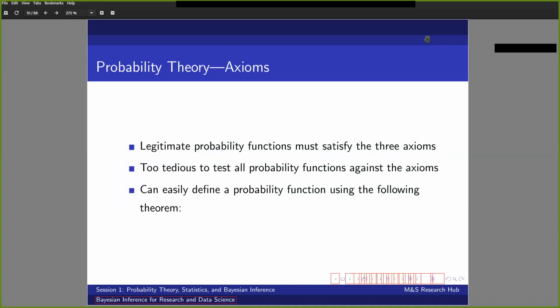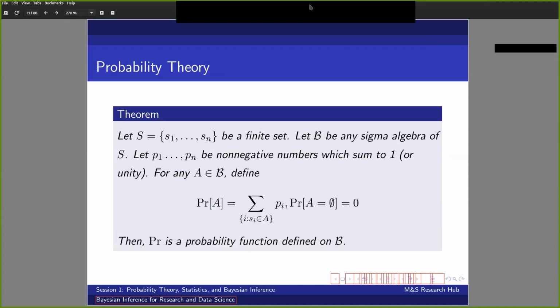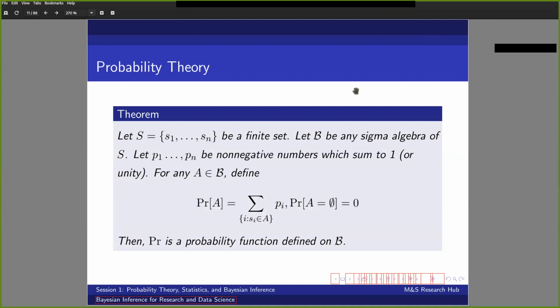Now, while legitimate probability functions satisfy the three axioms, it is much too tedious to test all probability functions against them. Instead, however, we can define a probability function using the following theorem. So let S be a finite set of elements S1 to Sn, and let B be any sigma algebra of S. And let P1 to Pn be non-negative numbers which sum to 1, or unity, because many probability theory textbooks use unity to mean 1.